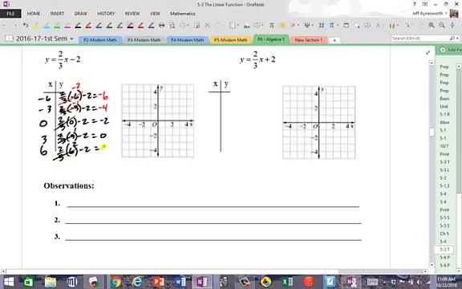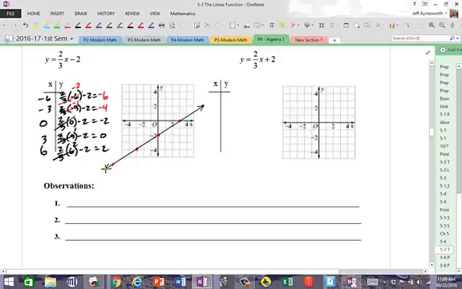So we plot, we go negative 6 comma negative 6, which is way down here, left 3 down 4, 0 comma negative 2, 3 comma 0, and then 6, 2. Right about here, let's say. You have to approximate.